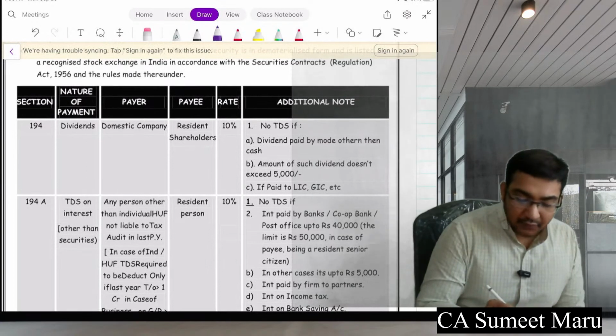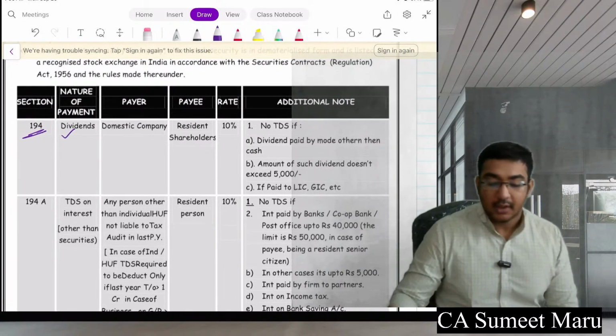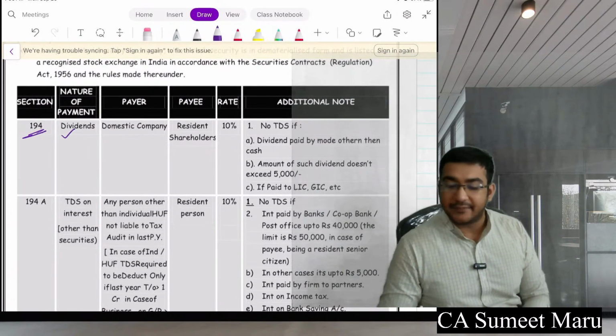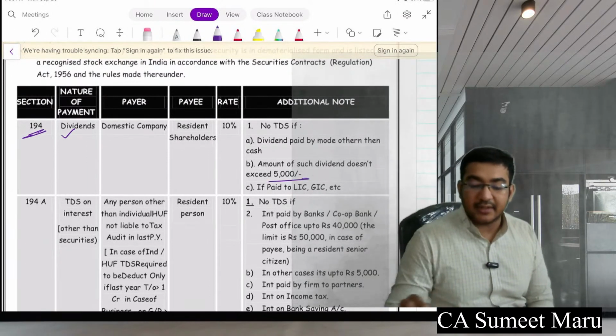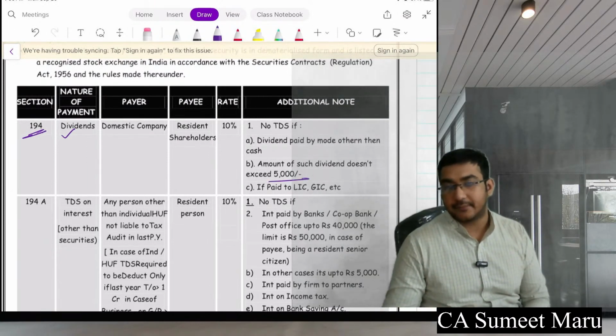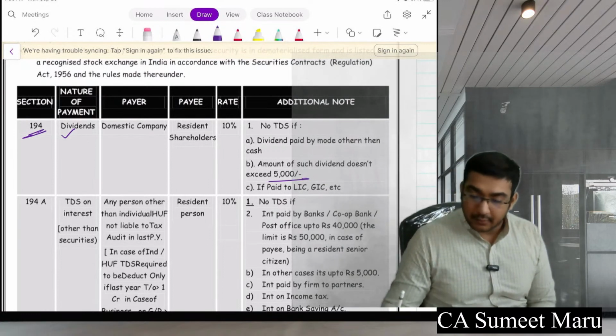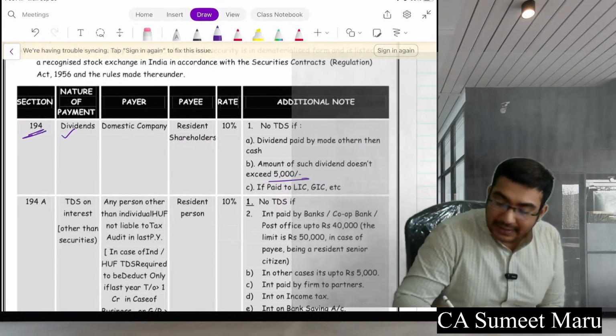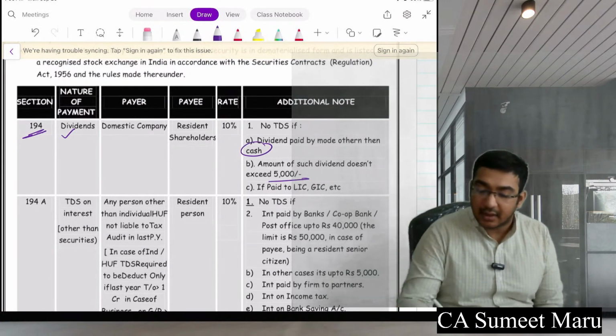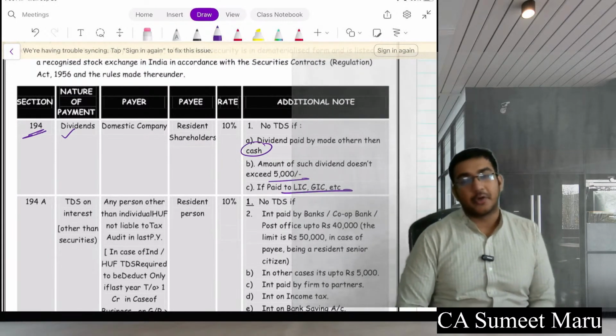The next section is section 194, which talks about dividends. When a domestic company pays a dividend and the dividend is above 5,000, they need to do a TDS of 10%. But if it is paid in cash, then no need to do TDS. If it is paid to LIC, GIC, no need to do the TDS.